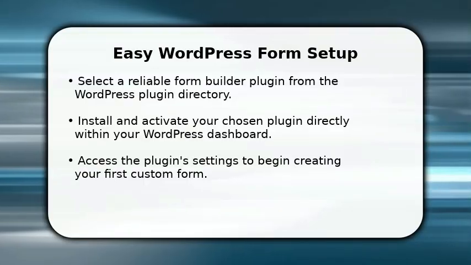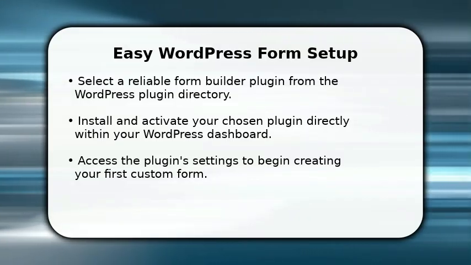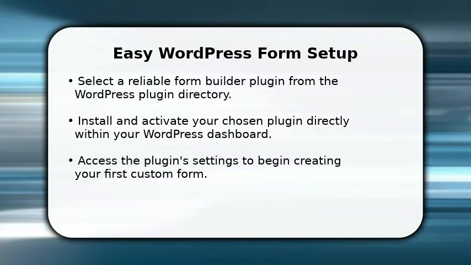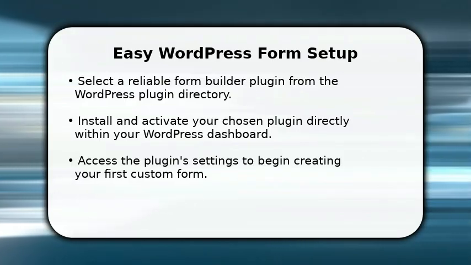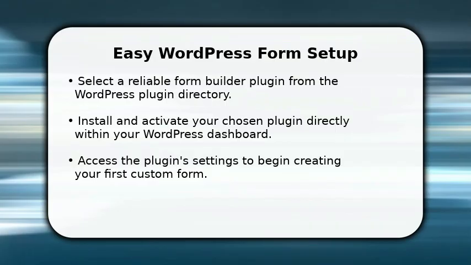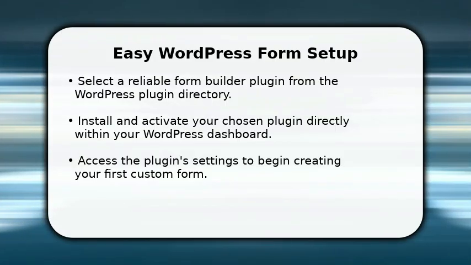In this video, I will explain how to create a form in WordPress. First, you'll need to select a suitable form builder plugin from the WordPress plugin directory. Popular options include WP Forms or Contact Forms 7. Once chosen, install and activate it directly from your dashboard. This initial step is crucial for unlocking the form building capabilities on your site.